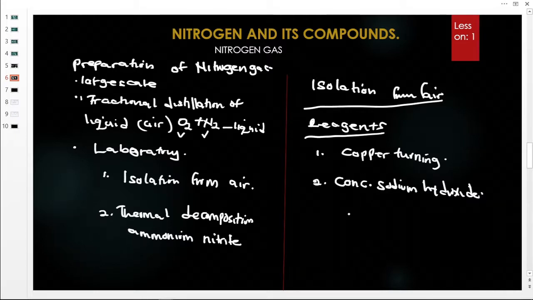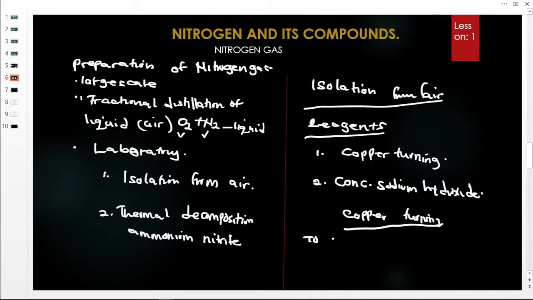Then there is a reason why each reagent is needed. Let us start with copper. Let us see the role of copper turnings. Why do we need copper? Remember, these copper turnings must be put in a combustion tube or a furnace. Then they are heated. The role played by the copper turnings during the preparation of nitrogen by isolation from air is to absorb oxygen. They absorb oxygen by the oxidation process. The copper turnings will react with oxygen, thus removing it from the air.